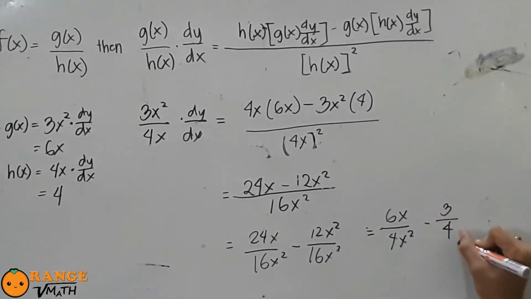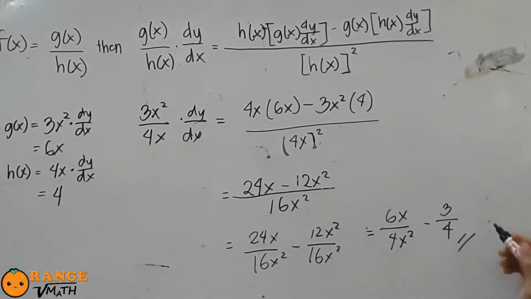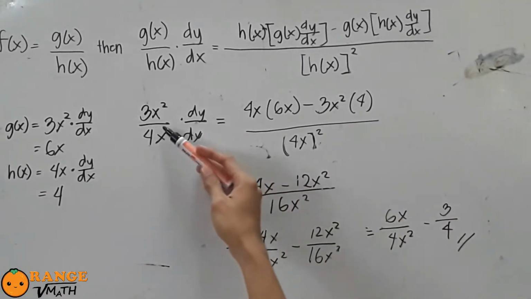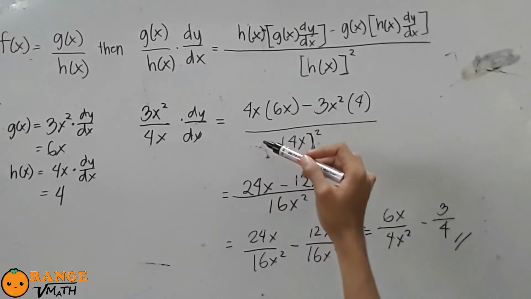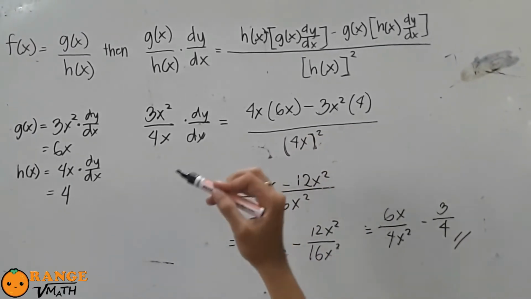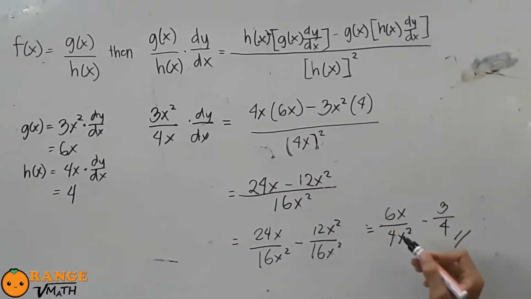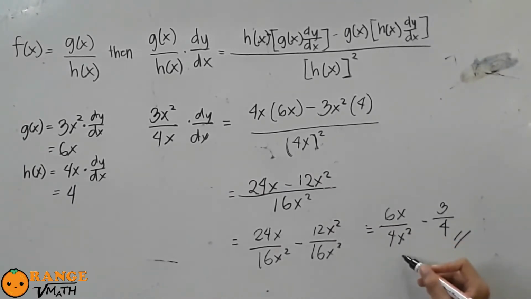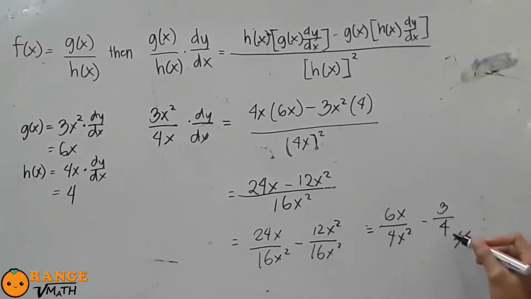This is our final answer. The derivative of g of x over h of x, which is 3x squared over 4x, is equal to 6x over 4x squared minus 3 over 4.